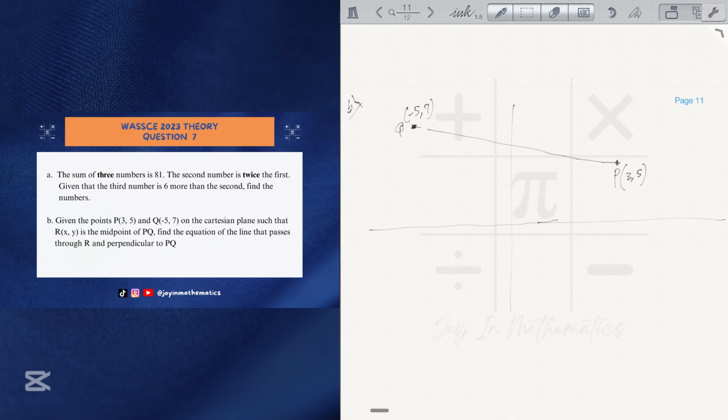Given the point P is equal to 3, 5 and Q minus 5, 7 on the Cartesian plane such that R, which is x, y, is the midpoint of PQ. So let's have the midpoint at this location here, R, which is x, y. Now the questioner says find the equation of the line that passes through R and is perpendicular to PQ. So we are looking for the equation of the line that passes through R and it is perpendicular to PQ.